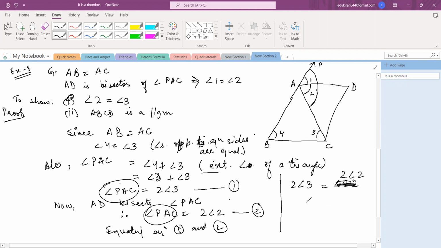So 2 will get cancelled out. So angle 3 is equal to angle 2. This we were supposed to prove. So one condition we have proved. This is your first part we were doing. Write it, then we will do the second part. Okay, written.